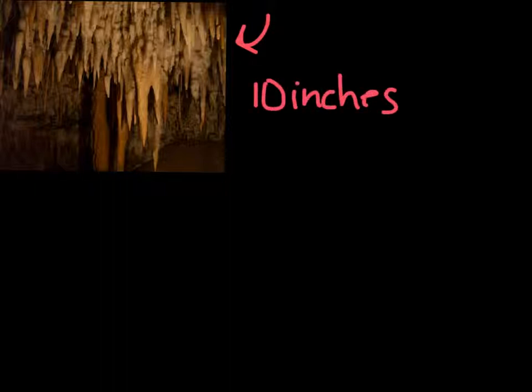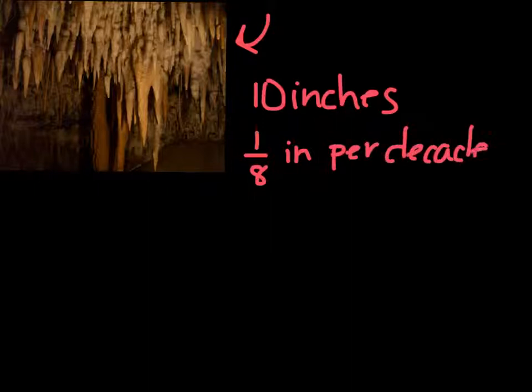Let's finish up this lesson with a word problem that requires us to create and solve an equation using multiplicative inverse. Stalactites are icicle-shaped stone formations found on cave ceilings. There's a picture right here. They form from minerals deposited by dripping water. Suppose a stalactite is 10 inches long and is growing at a rate of about 1/8 of an inch per decade. How long will it take the stalactite to reach a length of 1 foot?